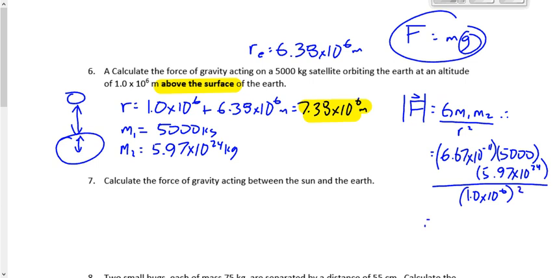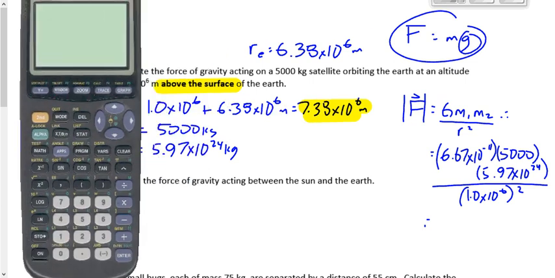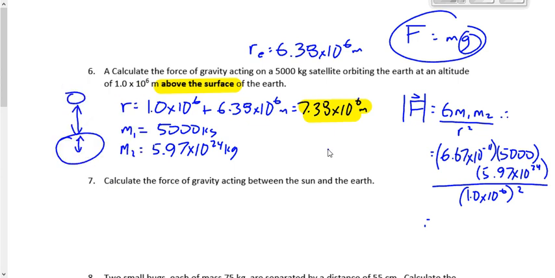Let's do this on a calculator to make sure that we can do it correctly. Let's say 6.67 times 10 to the negative 11. We're going to multiply that by 5,000. Multiply that by 5.97 times 10 to the 24. Then let's divide that. Let's use some brackets on the bottom. Oh, sorry, you're right. The radius is not right. We highlighted that even, right? The radius is 7.38 times 10 to the 6. Thank you.